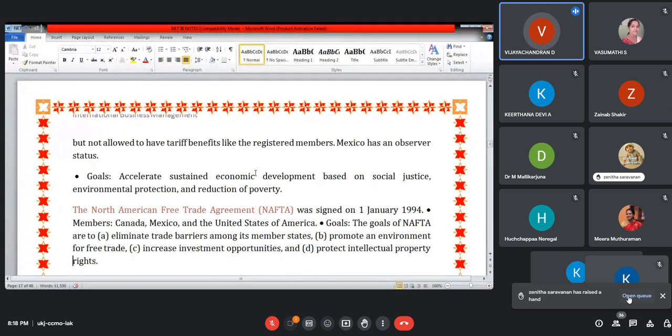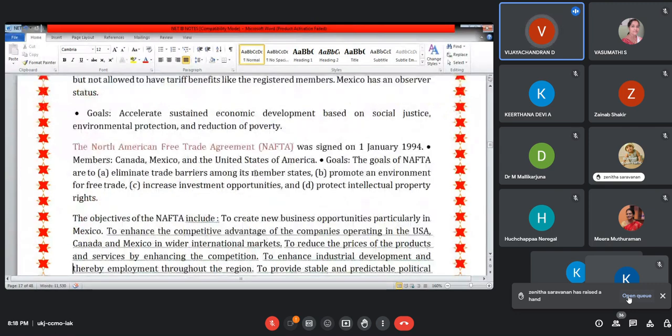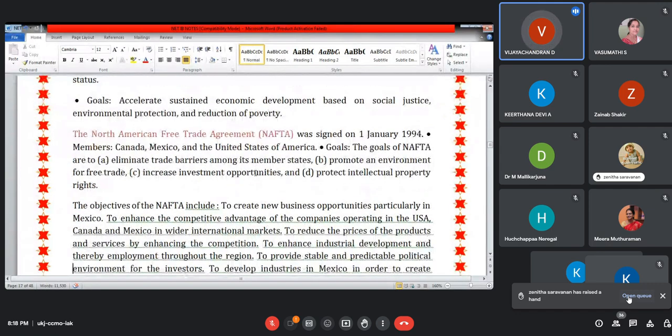NAFTA, now only I'm telling. I already told LAIA. Now I'm telling about NAFTA, the North American Free Trade Agreement in the year 1994.